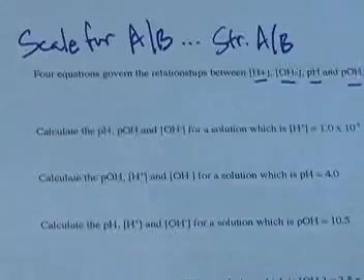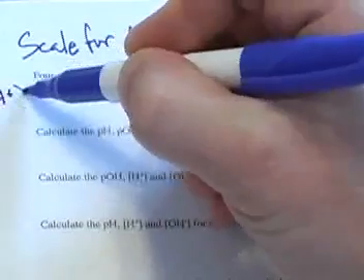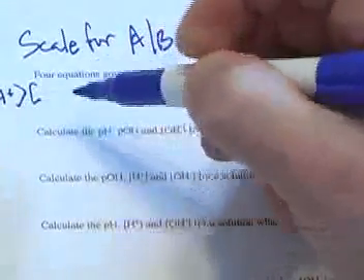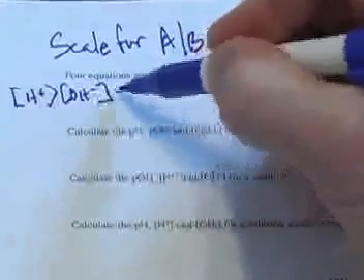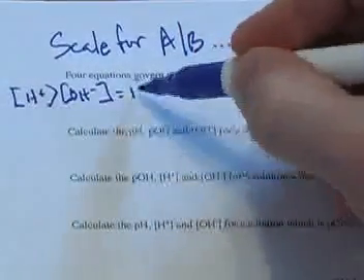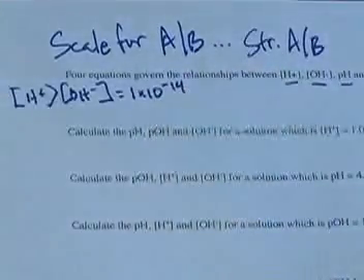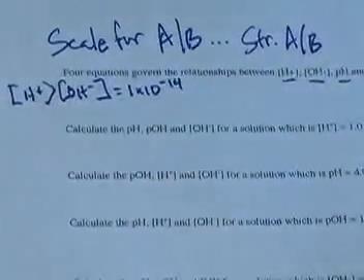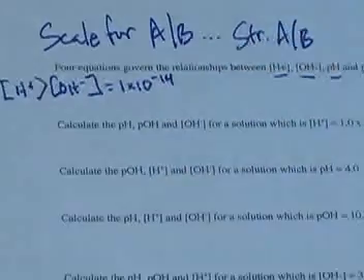The first equation is one we learned last video cast, where the concentration of H plus or H3O plus times the concentration of OH minus is equal to Kw, which is 1 times 10 to the negative 14th. This is true for any aqueous solution where there's water that gives us hydronium ions and hydroxide ions.